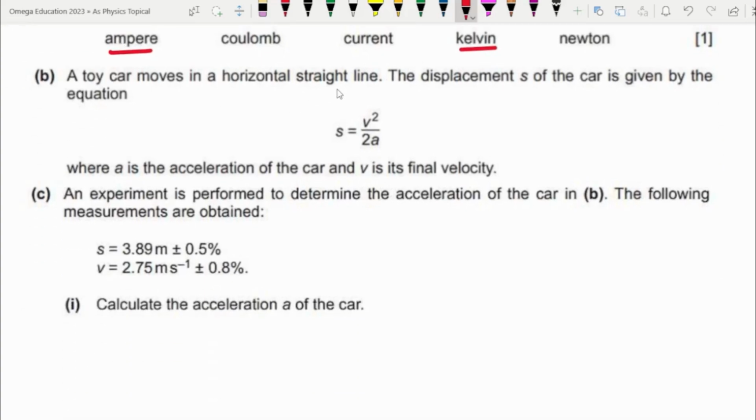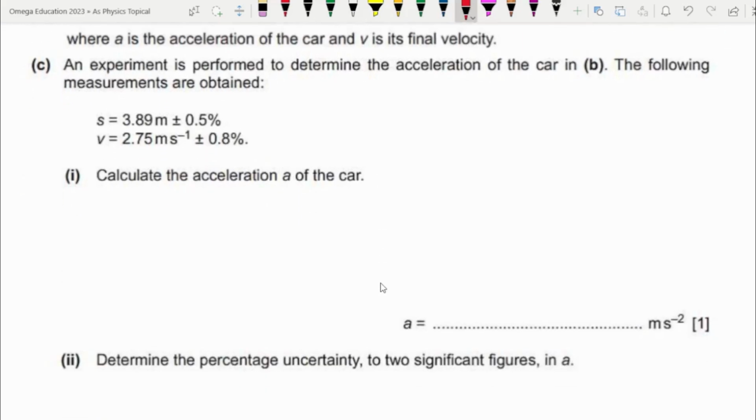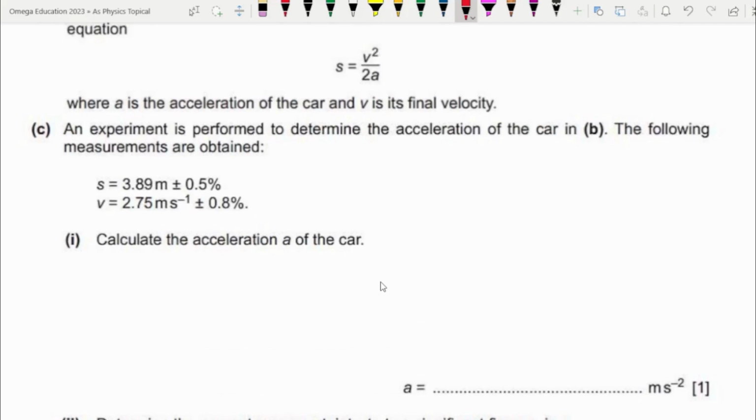A toy car moves in a straight line. s is the distance, v is the speed, a is the acceleration. Calculate the acceleration of the car. In the first step, we got to find the value of acceleration for 1 mark. No need to find the uncertainty because they have not asked for it. All we got to do is use the formula, plug in the values, find the value of a.